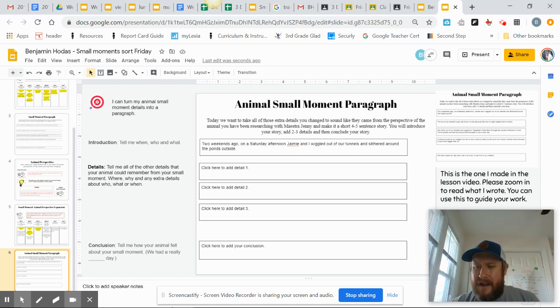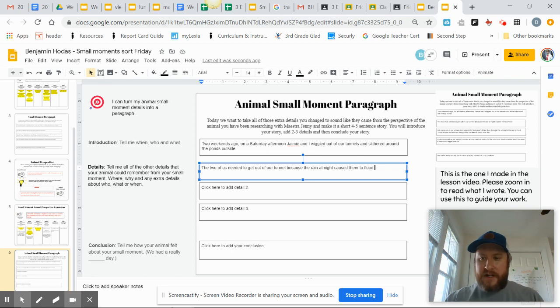But thinking about it, being bored is not a reason maybe the worms would come out of their tunnel. So I might change that a little bit to make it more interesting. I know from my research with Miss Jenny that worms come out of their tunnels after it rains because they're flooded. So maybe that's what I'm going to tell my reader. And I'm going to add that in and then we'll see what that looks like.